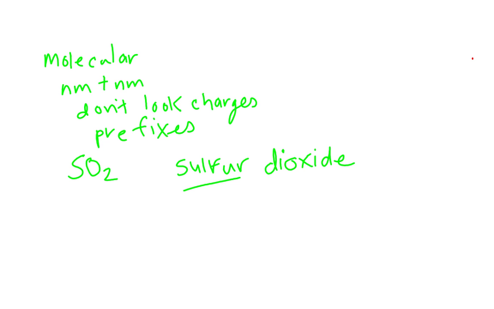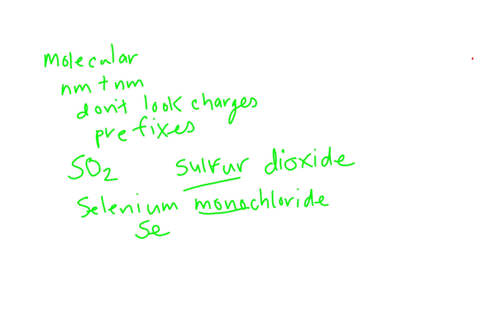What if I gave you selenium monochloride? This is the easiest way. Anytime you see the prefixes, it's a hint that it's a molecular compound. You find selenium, you just write Se, don't look at the charges. Mono means 1, and chloride is chlorine, so SeCl1. And you don't have to write the 1. You never put mono on the front part of this because it sounds silly.